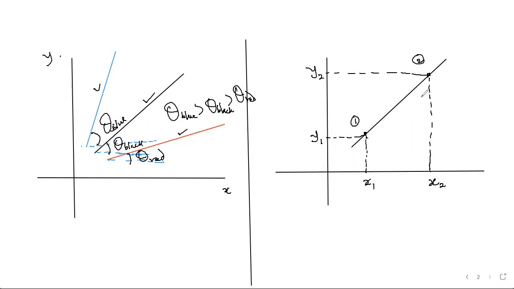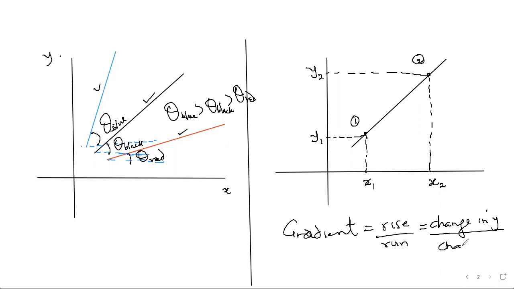To get the gradient, I use the formula: gradient equals rise over run, which is also equal to change in y divided by change in x. What do I mean by rise? That means how high this line runs upwards, or how much it has risen. So the rise is basically this distance, and the run is basically this distance, the horizontal distance from this point to the other point.